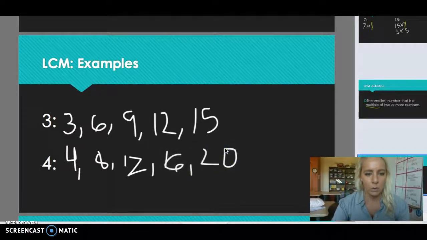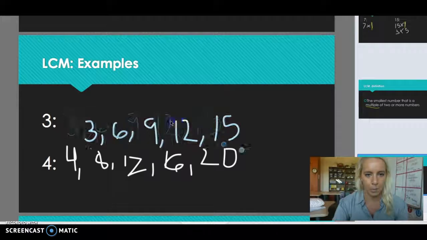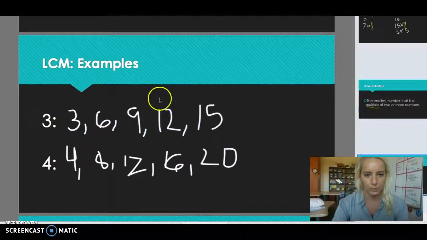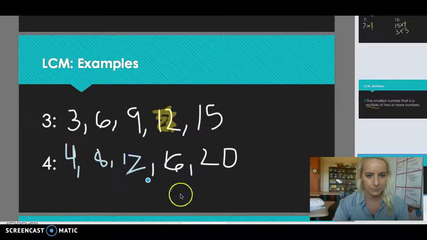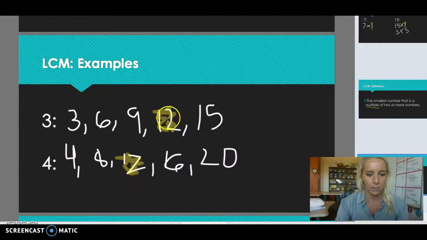Now I want to see what a common multiple is of 3 and 4, and that's the least number. So looking at my multiples, I can see that both multiples have 12. That's a highlight. So the least common multiple between 3 and 4 would be 12.